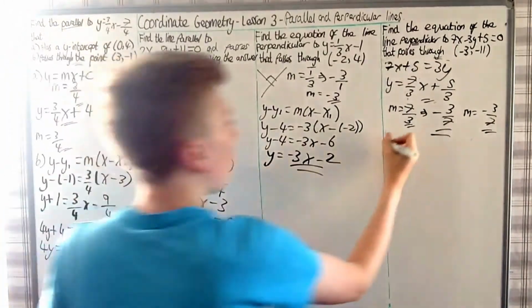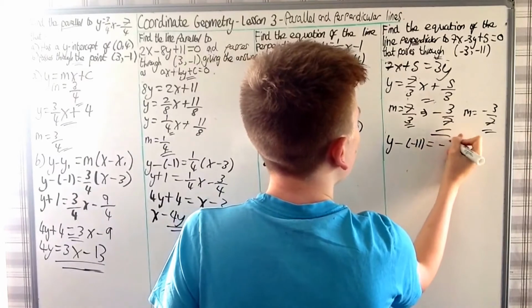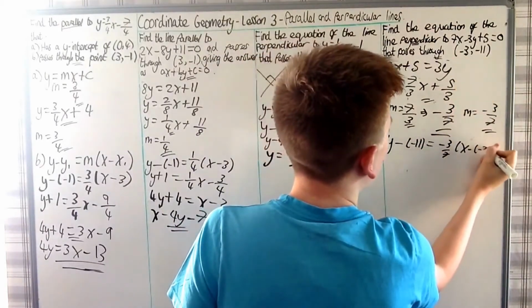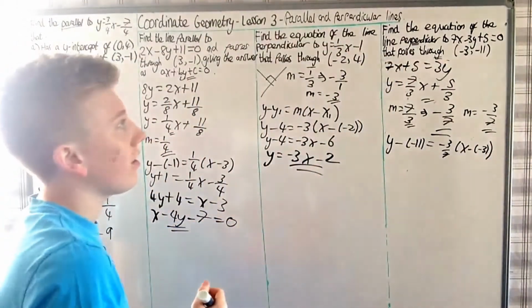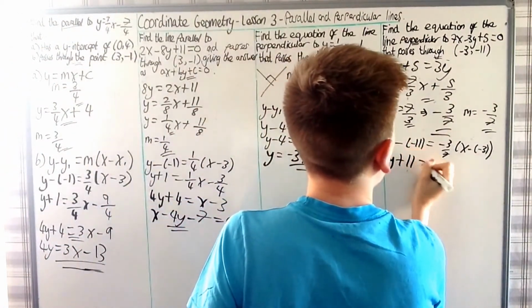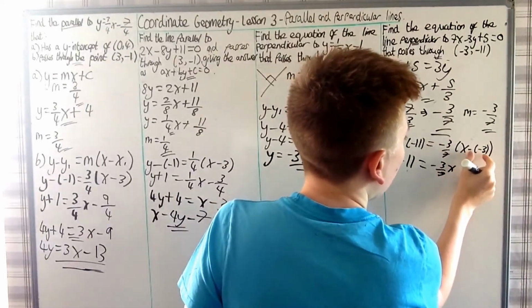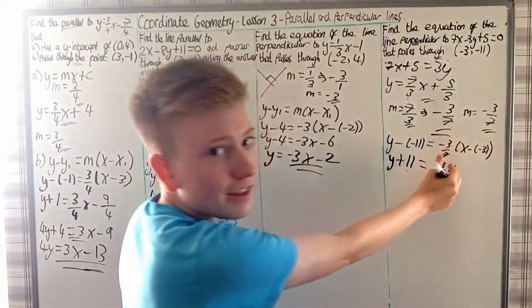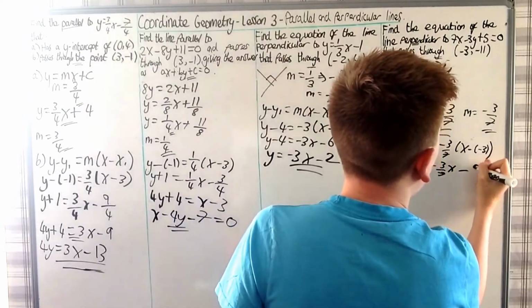Again, y minus our y1, which is minus 11, equals our new gradient, minus 3/7, multiplied by x minus 3. We've got two double negatives here, so we've got to be very careful when expanding these brackets. So y minus minus 11, y plus 11, equals minus 3/7 x. Now, minus 3 is going to become a positive 3 inside the brackets, and we're multiplying that by a negative 3/7. So we're going to get minus 9/7.